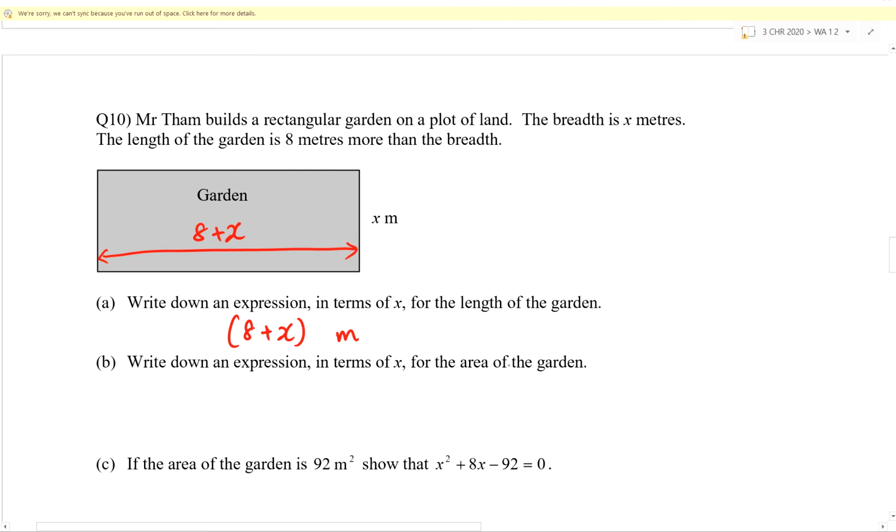We have now an expression for the area. So area, it will be the length times the breadth. So 8 plus x multiplied by x. So this is an expression. You can leave it like this, or you can leave it like this. X squared plus 8x. They are the same.